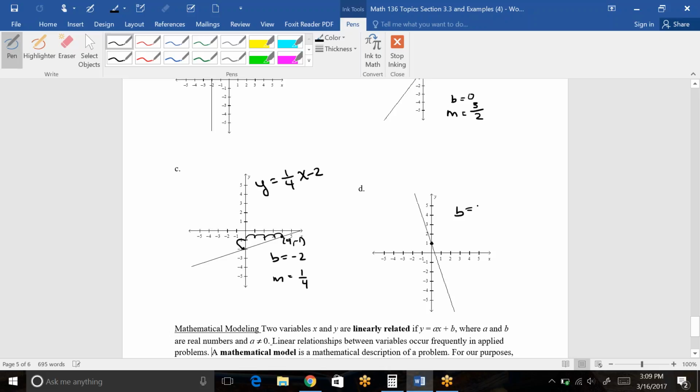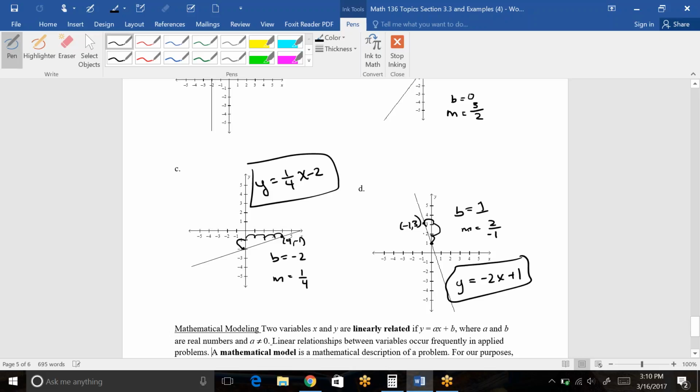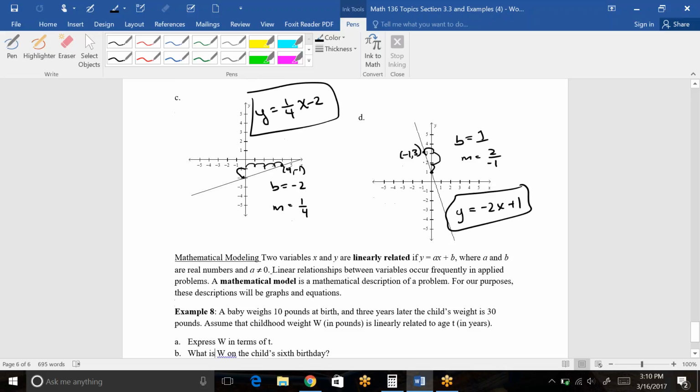This one has a b, or a y-intercept of 1, and another good point. It looks like it's supposed to be -1, 3. It's kind of hard to see, but that's where I think my point was supposed to be. So this would be up 1, 2, which is a slope of 2 on top, over left 1, so that's -1. So this would be y equals -2x plus 1. So if you have to find the equation, you have to find the y-intercept first, and then count the slope from the y-intercept to a second point on your line.